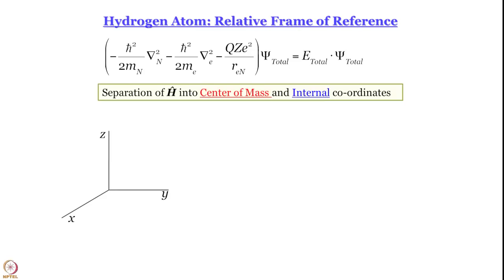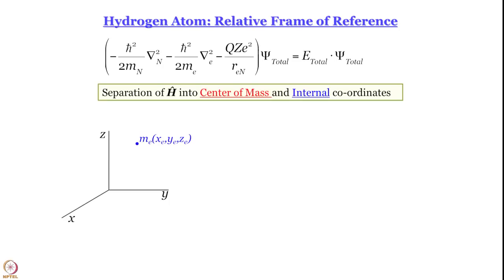Remember, it is not enough to do it in terms of nucleus and electron, because internal coordinates have both. You are talking about potential energy, so you need coordinates of the nucleus as well in addition to that of the electron. But if you can figure out how the center of mass moves and how the electron moves with respect to the nucleus, these are two separate kinds of motion. We should be able to separate them.